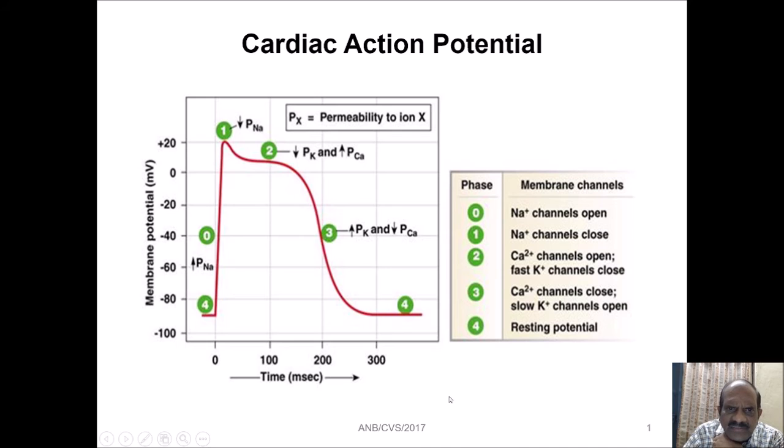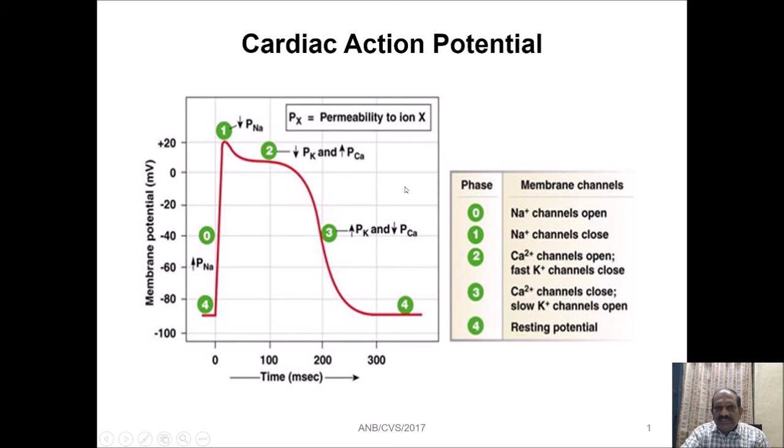This phase 2 is caused due to the slower conductivity, or slower permeability, of calcium ions across the cell membrane, and that's why this plateau phase in the action potential of the cardiac muscle is produced.